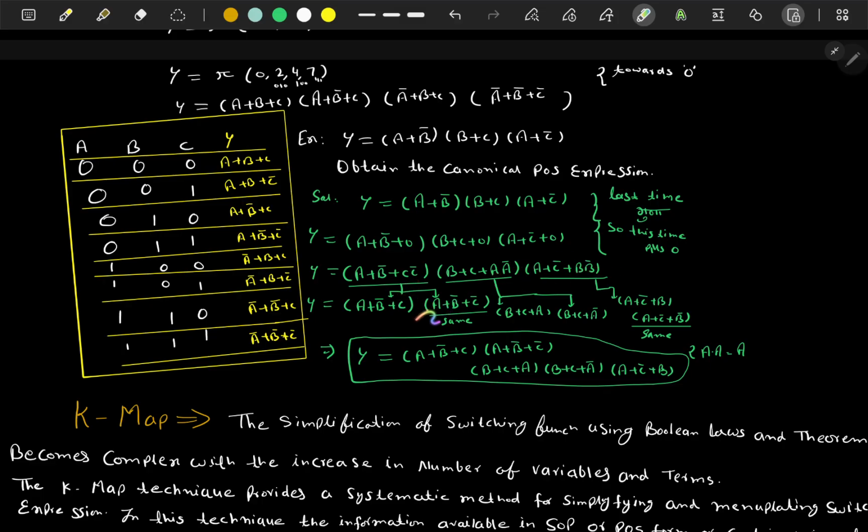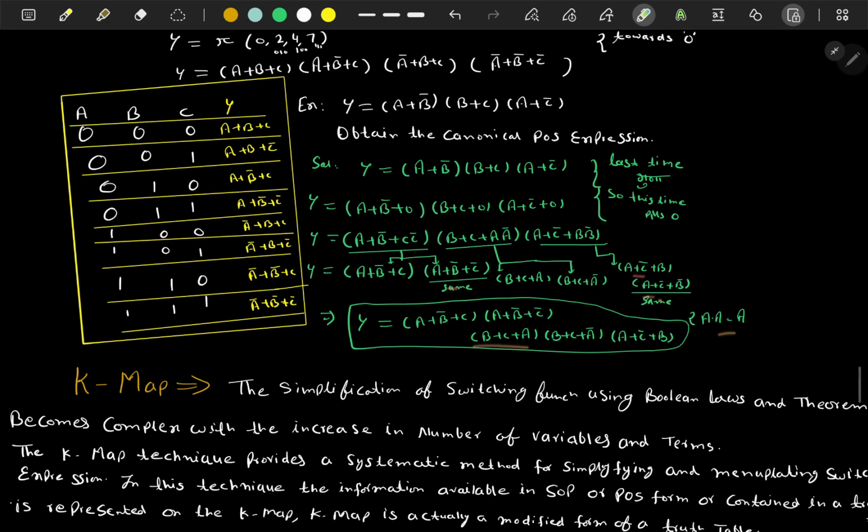So when you solve it, what will you have? Multiplied, when you solve it, what will you have? A plus b bar plus c, a plus b bar plus c bar. Similarly here, b plus c plus a, and it goes like this. So these two terms are the same, so the remaining terms will go like this.